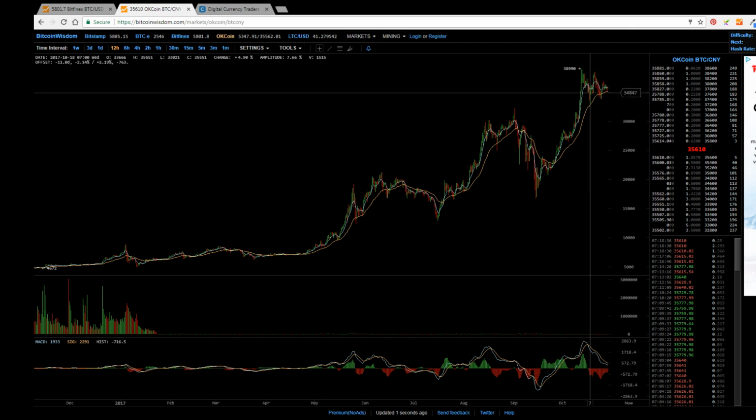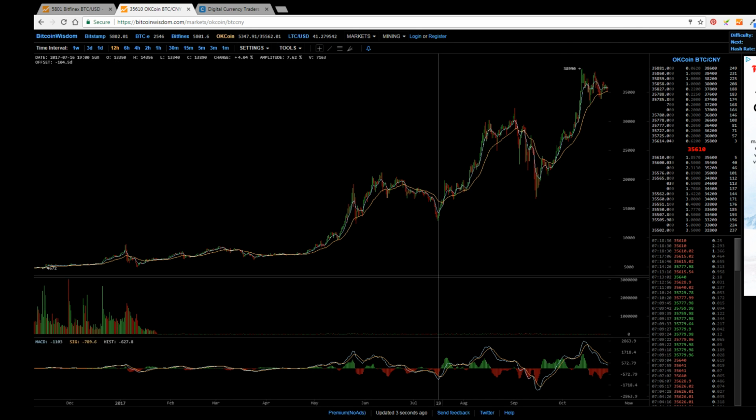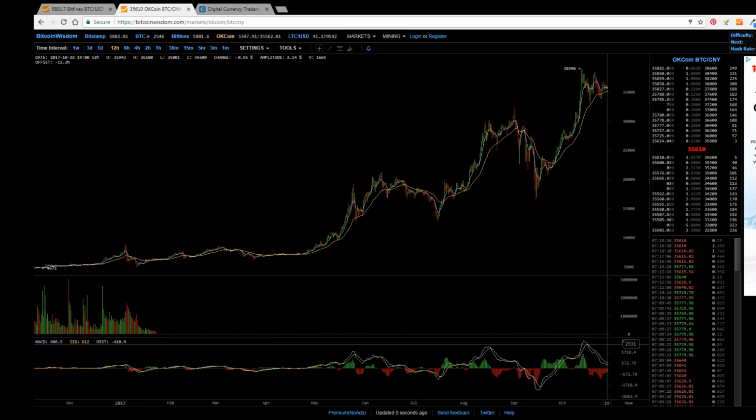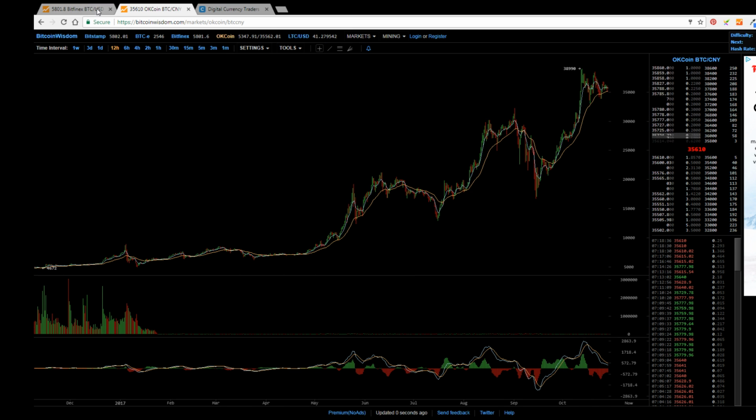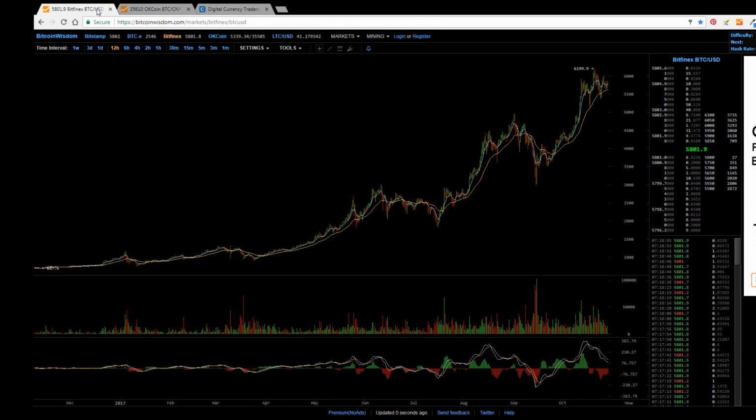So looking at this basic top formation and this kind of indicator on both of these markets gives me the feeling that this is a real top formation. We're going to see some sort of correction from here at least.